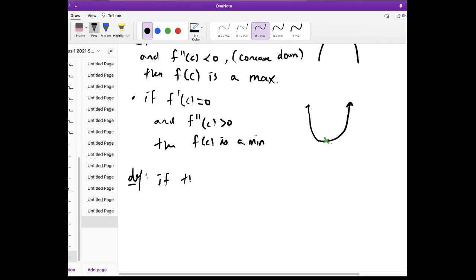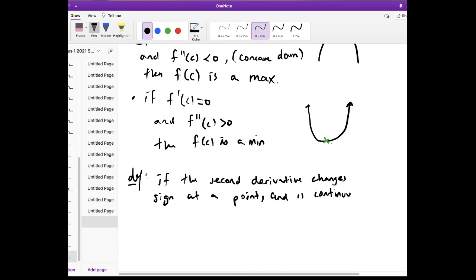So if the second derivative changes sign at a point and is continuous, then the point is called an inflection point. So that's the inflection point. It's where the second derivative changes sign.